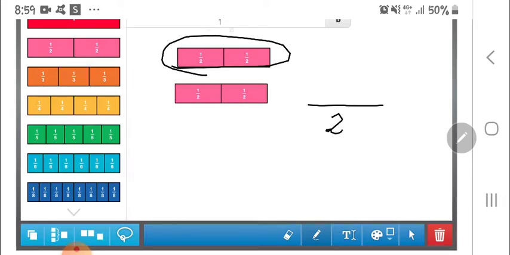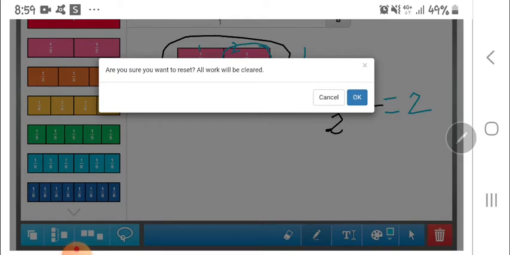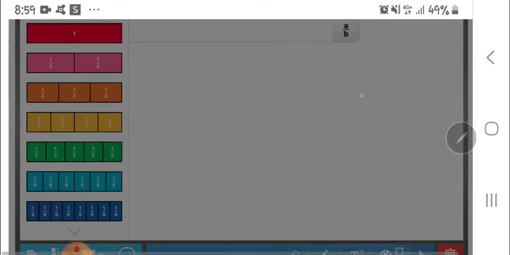Now, how many pieces do I have in all of them? Let's count them. 1, 2, 3, 4. I have 4 small pieces. I'm counting the small pieces. So 4 divided by 2 equals 2 wholes. This is one whole, this is the second whole. You understand? Again, you can erase it from this trash. You see, it will erase everything. Yes, okay.